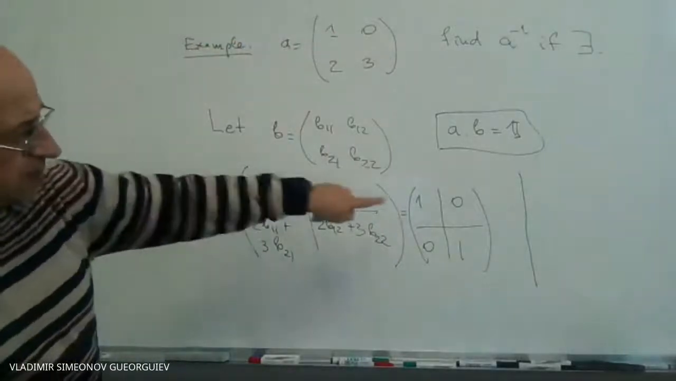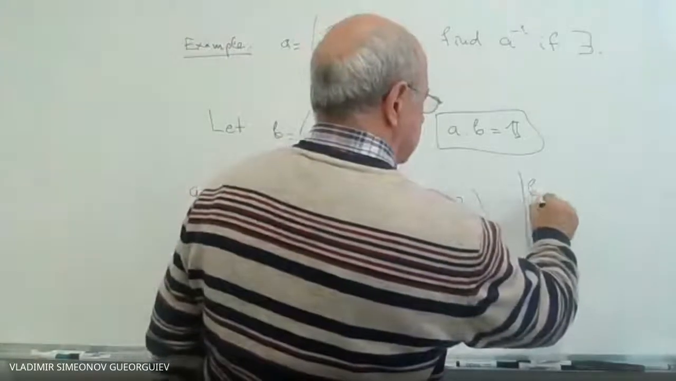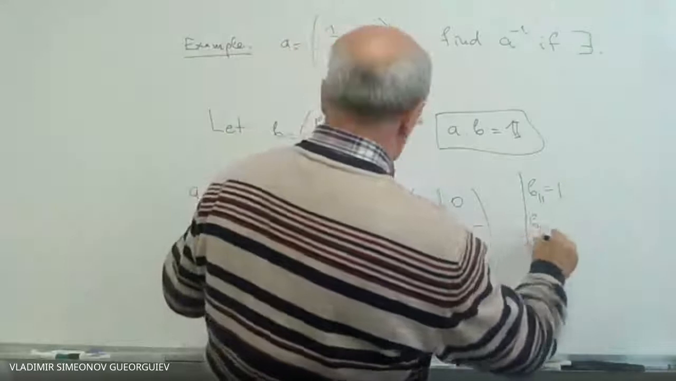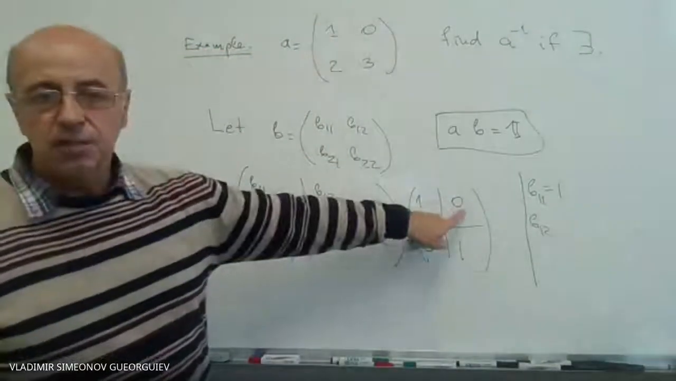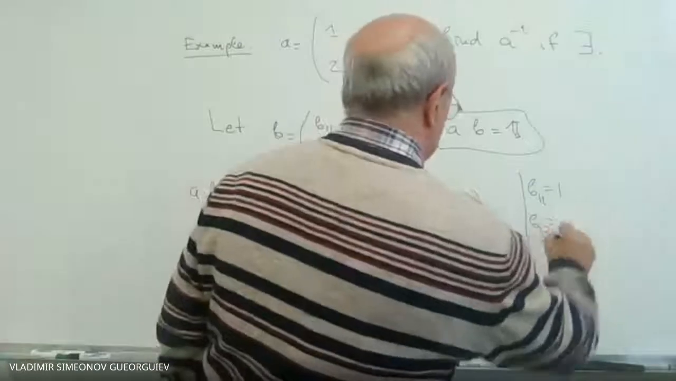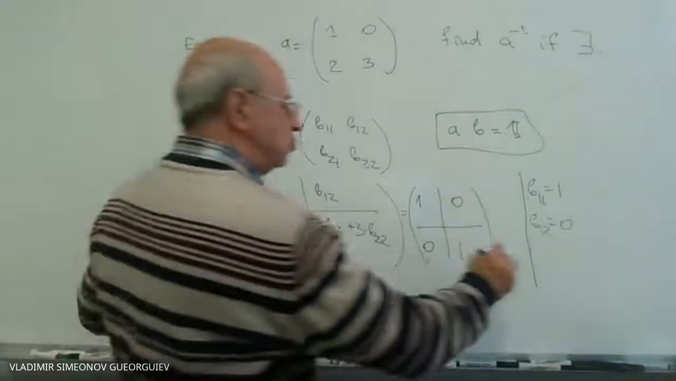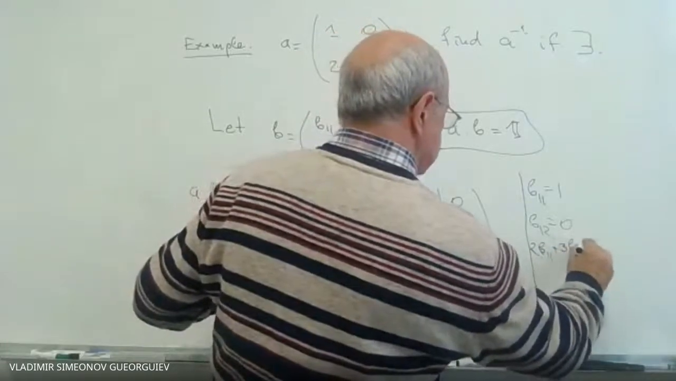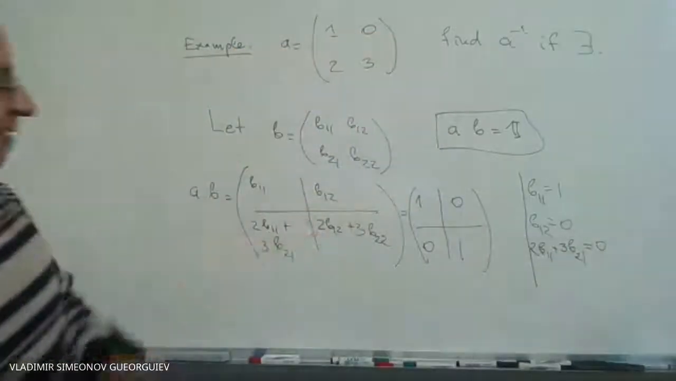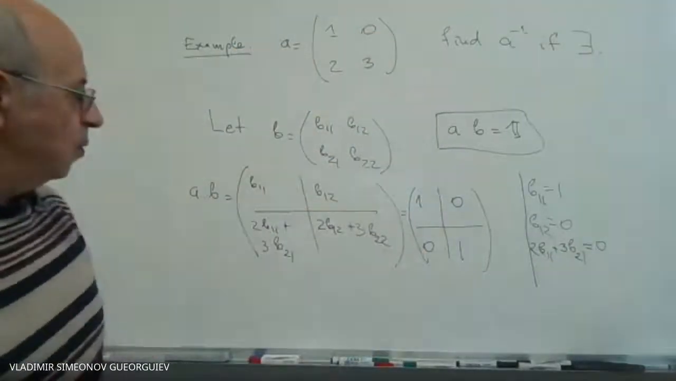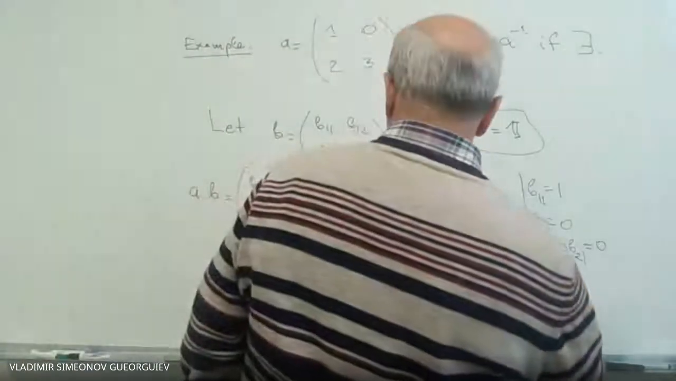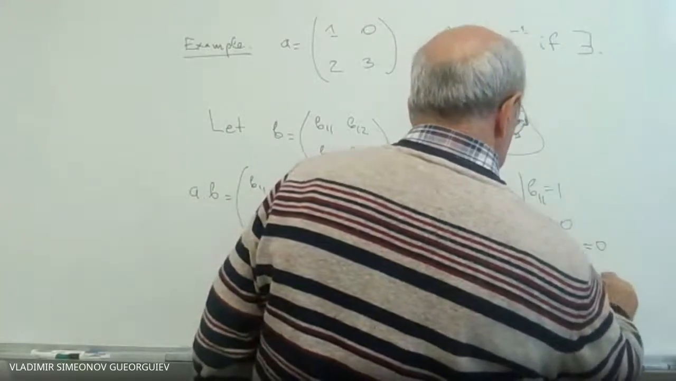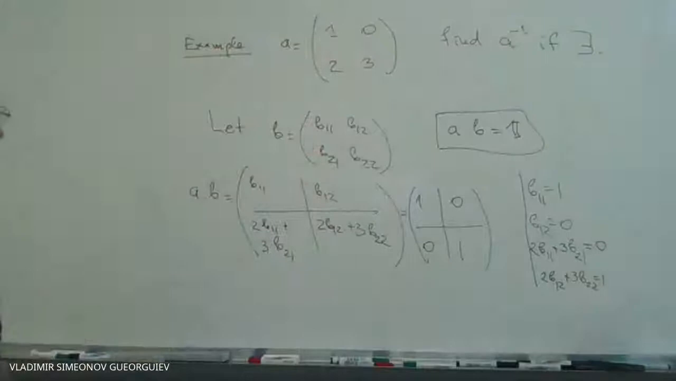First, B11 is equal to 1. Then we have B12, this element, which shall be equal to 0. This element, 2B11 plus 3B21, shall be 0. And finally, this element shall be equal to 1: 2B12 plus 3B22 equals 1. And this is very simple.